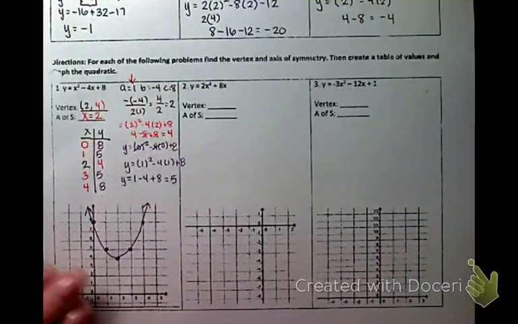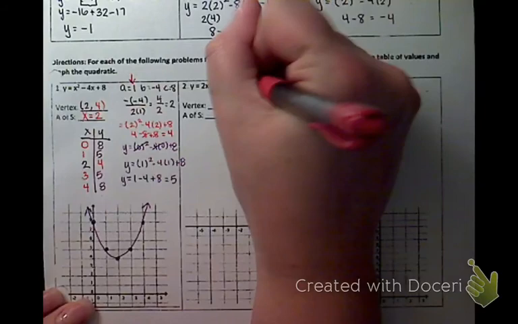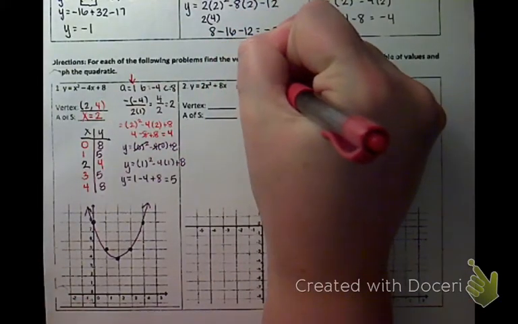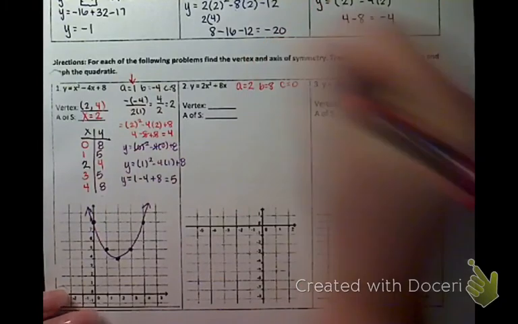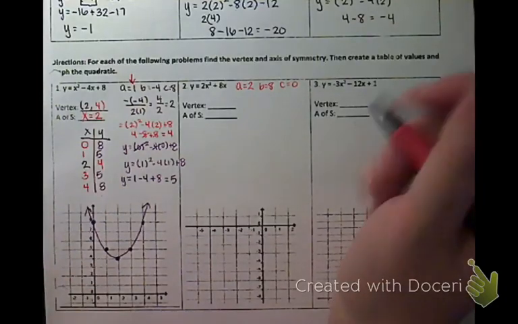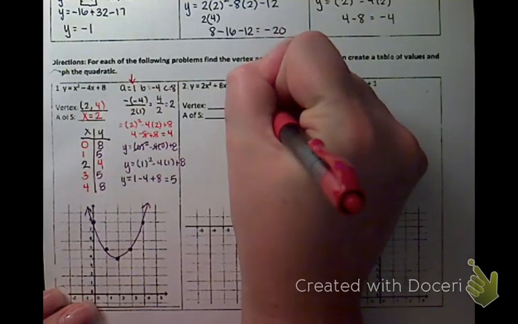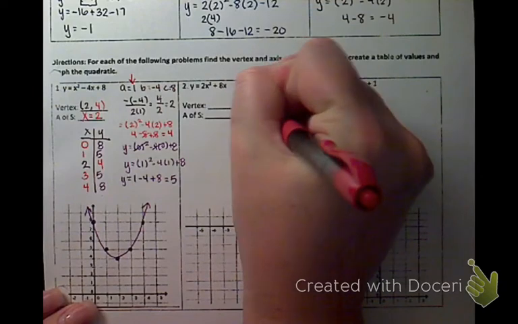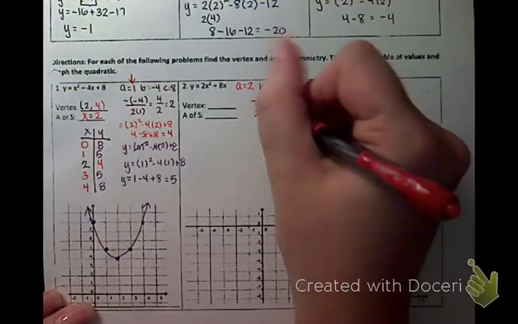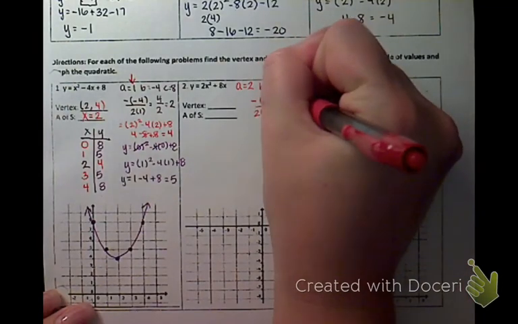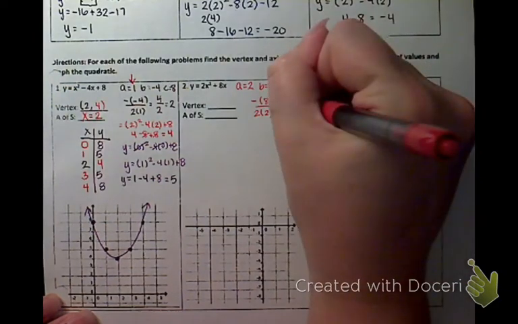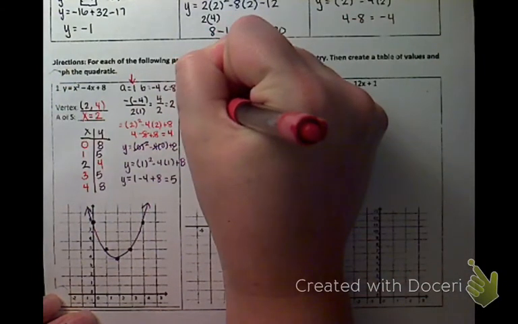All right, number 2. Identify A, B, and C. So A equals 2 this time, B is a positive 8, and C is 0. I'm going to plug it into negative B divided by 2A. So negative 8 divided by 2 times 2. In the numerator, we have a negative 8. In the denominator, 2 times 2 is 4. And when I reduce that fraction, I get negative 2.